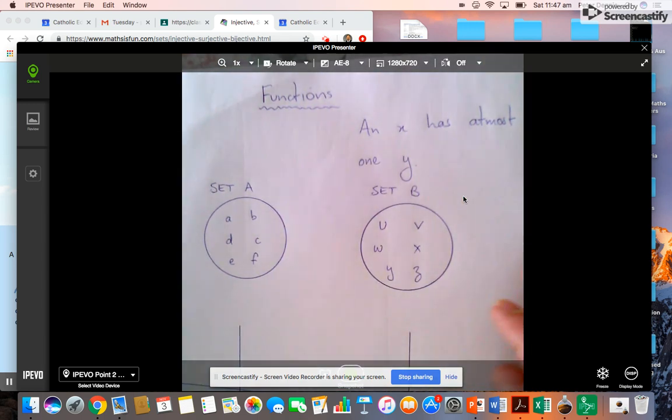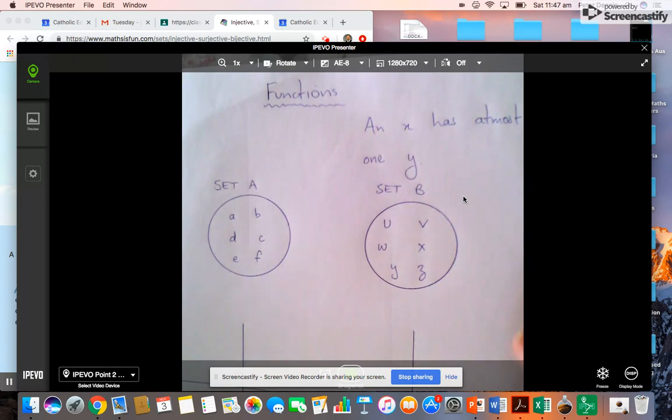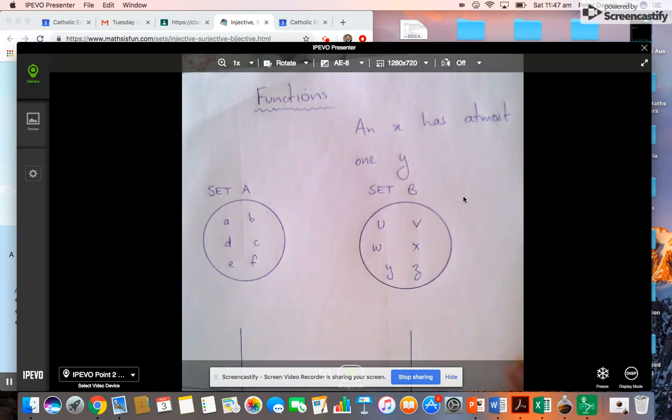Okay, so today we're going to look at what a function is and what an injective function is. So what a function is first. Here you've got set A and here you've got set B. In a function, an x has at most one y. So for every input, you get at most one output.